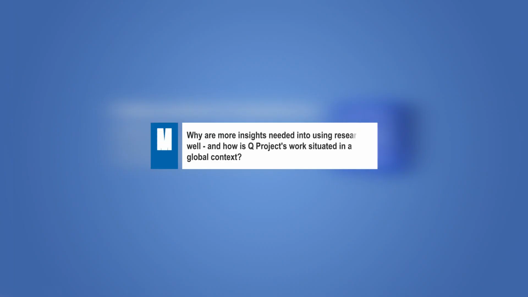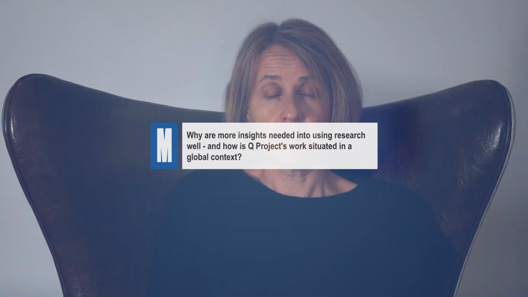Finally, why are more insights needed into using research well, and how is the Q project's work situated in that global context? We still don't know very much about the ways in which research is used. In particular, we have very little evidence about what it means to use research in the best ways to improve our practice. The Q project is critical because it addresses a previously overlooked area, the quality of evidence use.